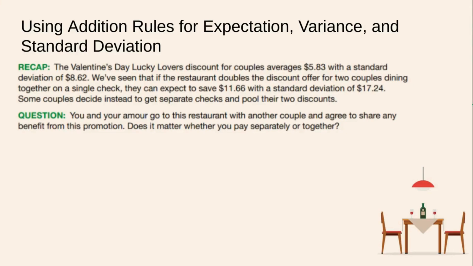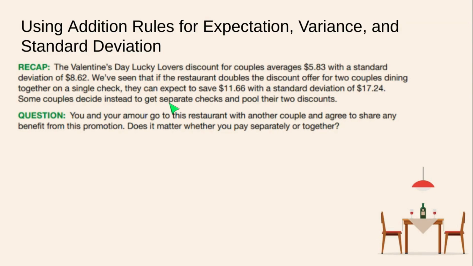So back to the lucky lovers problems. The Valentine's Day lucky lovers discount for couples averages 583, standard deviation of 862. You probably memorized these numbers at this point. We've seen that if the restaurant doubles the discount offer for 2 couples dining together on a single check, they can expect to save 1166 and a standard deviation of 1724.